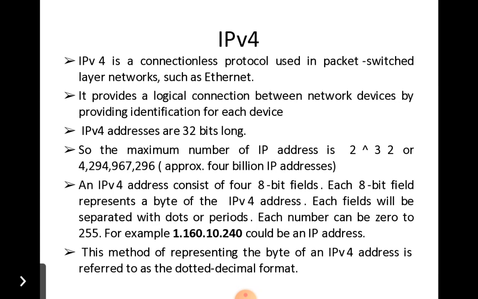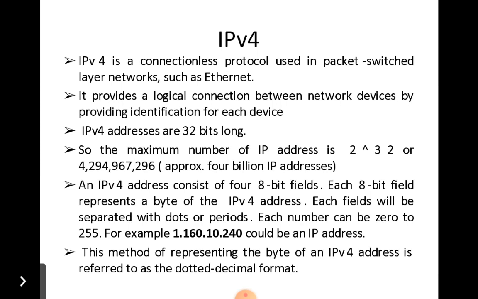Each packet may be sent through a different path to reach the destination. This is the working of packet switch network. In a packet switch network, the data packets may be received out of order. Packet switching consists of virtual circuit and datagram. Therefore, IPv4 is used in packet switch network.